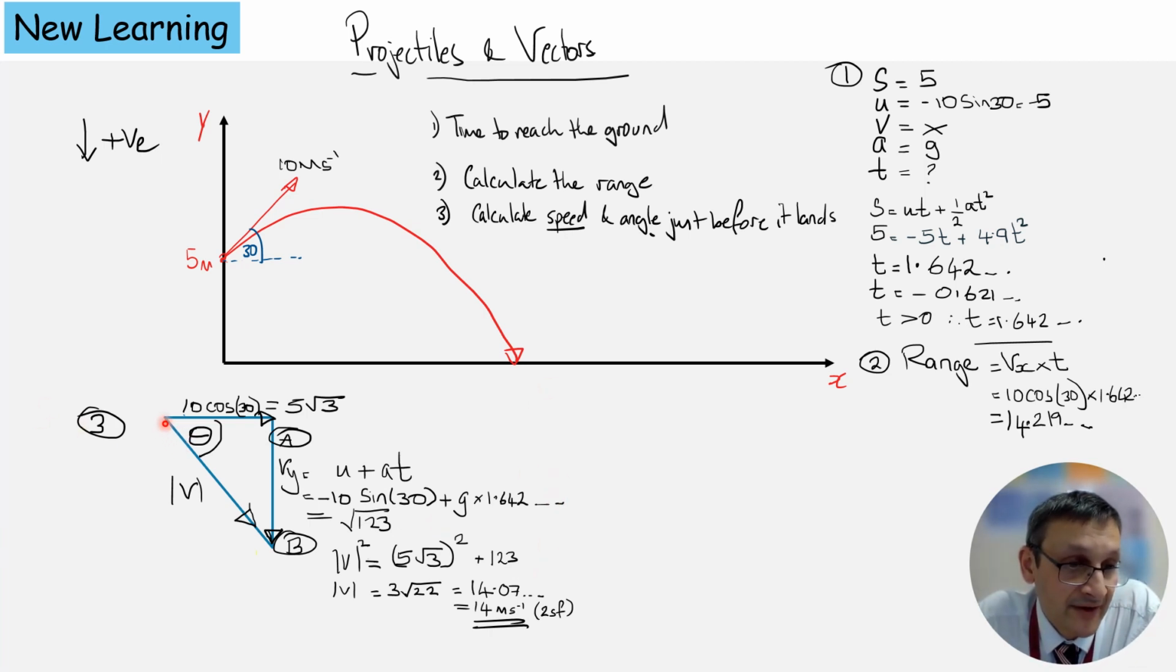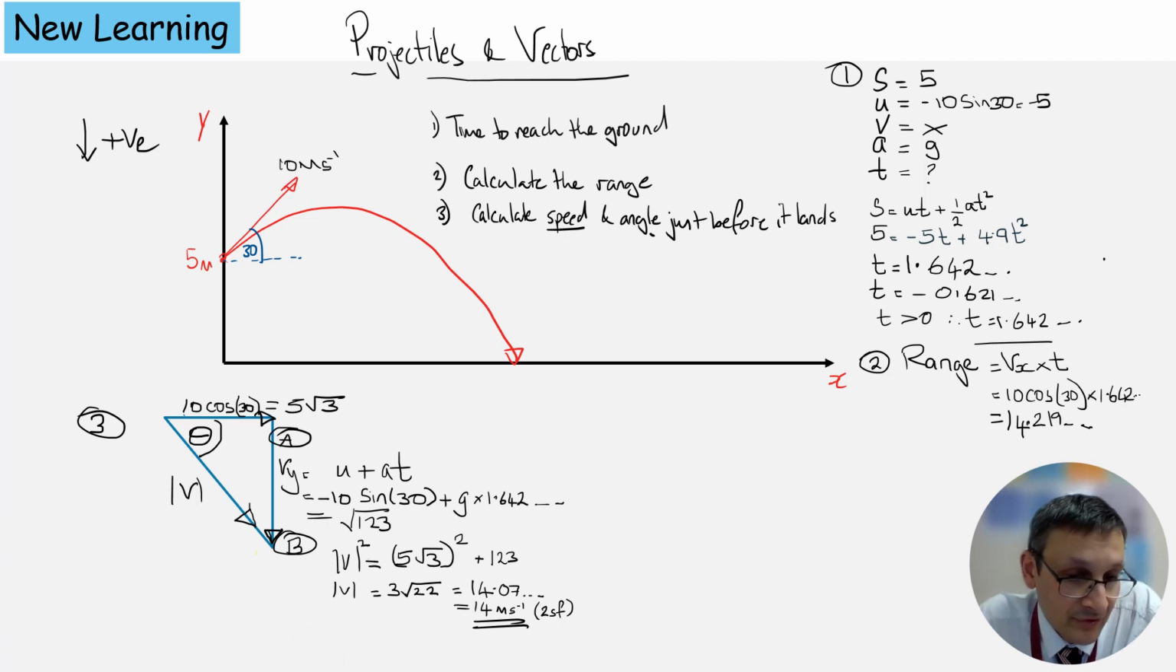Looking at the vector just before it lands, the velocity would be in this direction, and that would be taken at this point here, so it's coming in this direction here. And the idea behind that is I'd like the speed, so the magnitude of it, and I'd also like to work out the horizontal angle.